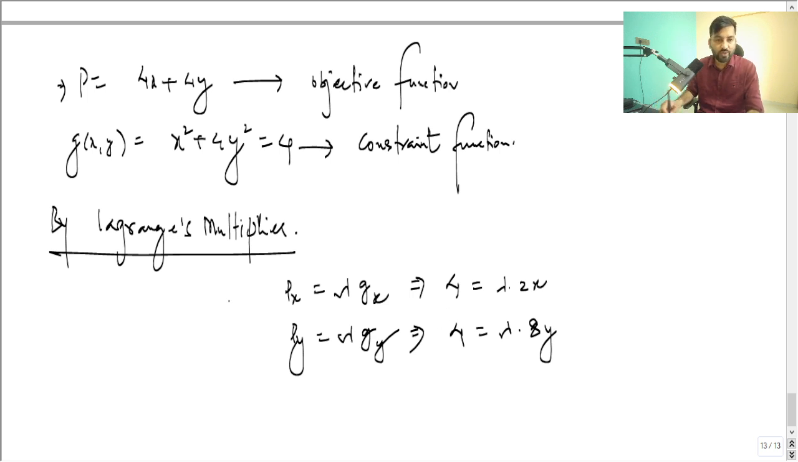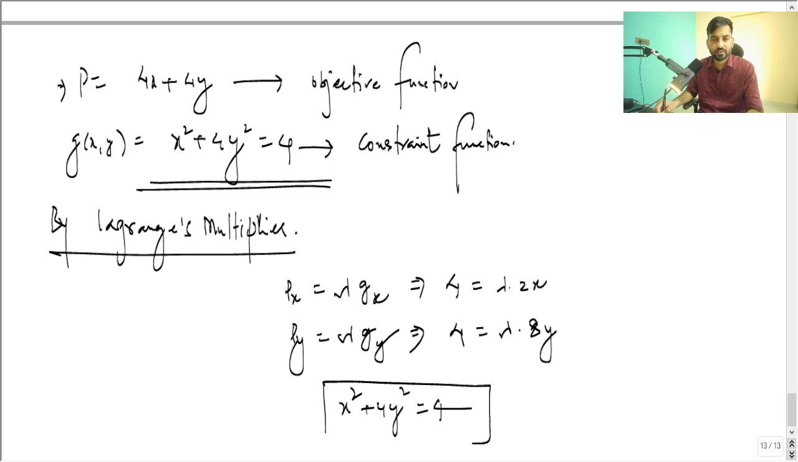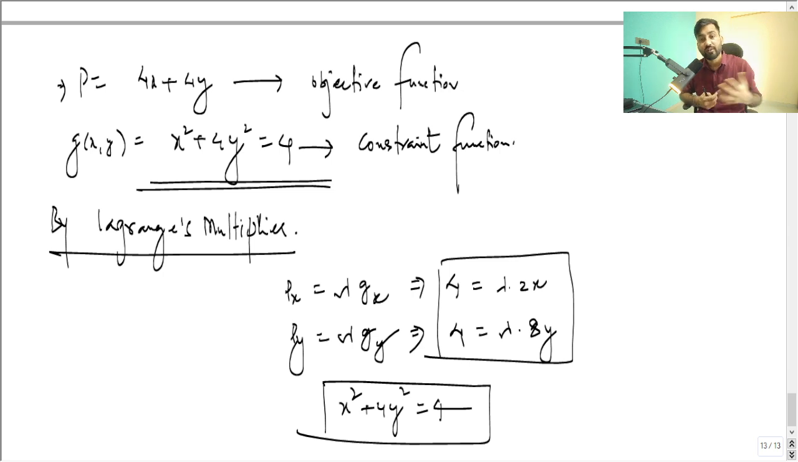So you have got one equation here, the constraint function, right? So you can also take that, x square plus 4y square equal to 4, right? And you have got this equation. These three equations are there, right? Two equations you have got from Lagrange's multiplier, and one equation is given already, that is the equation of the ellipse. Now you can easily solve these two equations, okay.